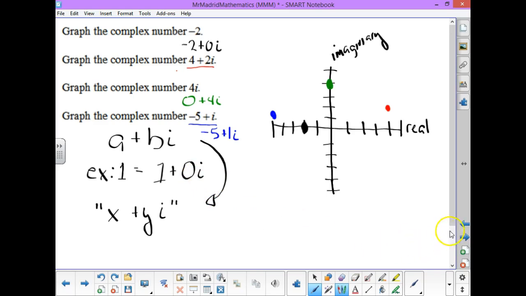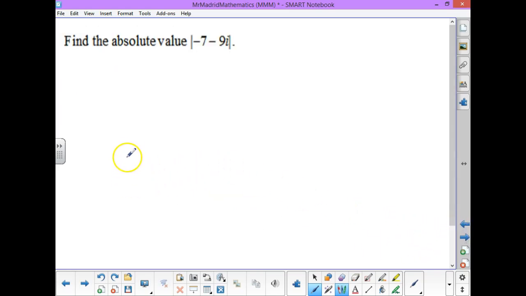Pause the video if need be. Let's continue. Find the absolute value. We're going to find the absolute value of this number. Now this is related to the distance formula, but I don't want to eat up too much time here, so let's just get straightforward. What do you do is the question. We're going to show you how to compute this, and we can maybe explore the why in class, which affords us more time.